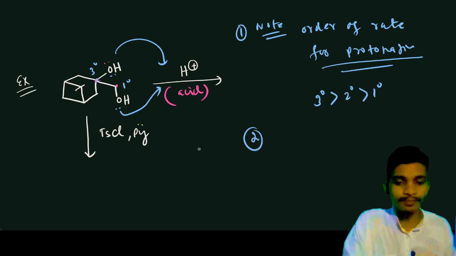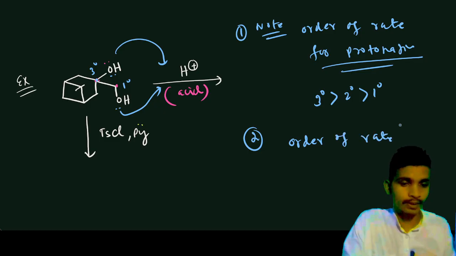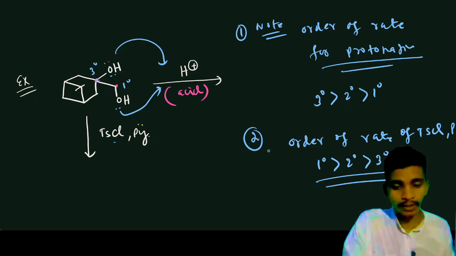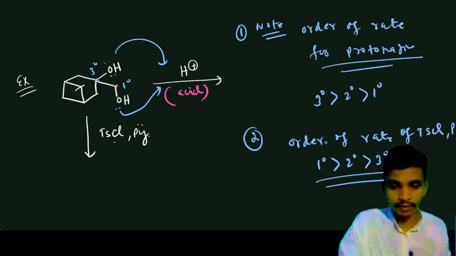And secondly, if TsCl is there, I can say the order of rate for TsCl and pyridine is there, then what happens? That is 1 degree, then 2 degree, then 3 degree. So if this is given, then the order will be 1 degree, then 2 degree, then 3 degree. So for this, this is what is seen in this question.